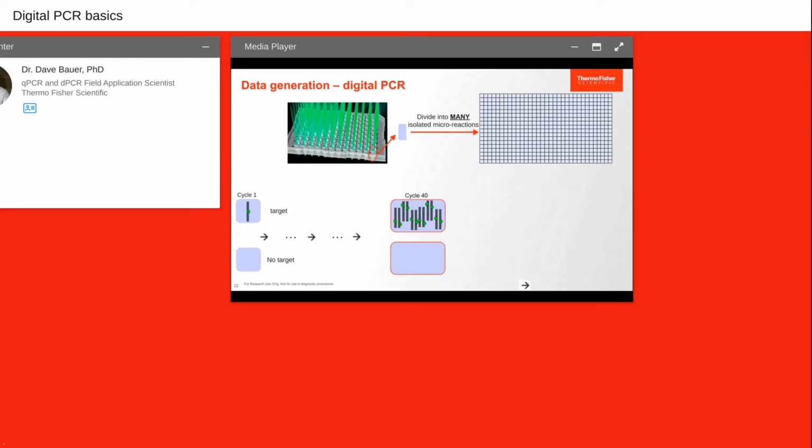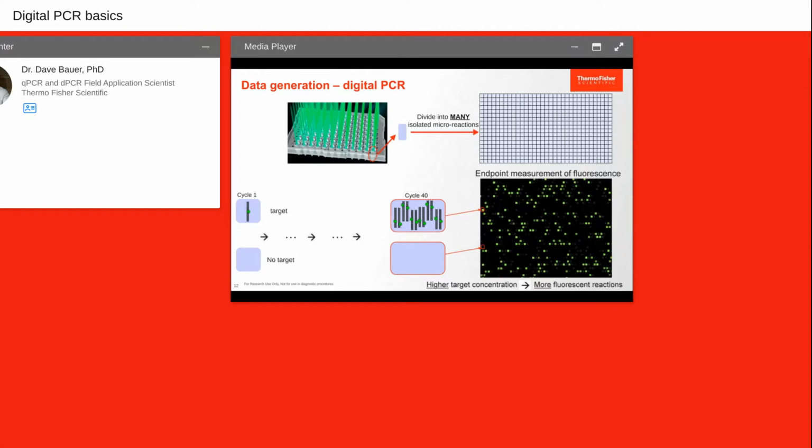But because we divided that sample up into so many reactions, they're going to be pretty small volumes, less than a nanoliter. At that point, we expect that some of those subreactions actually won't have any target present. And the subreactions that don't have target will not give us signal.